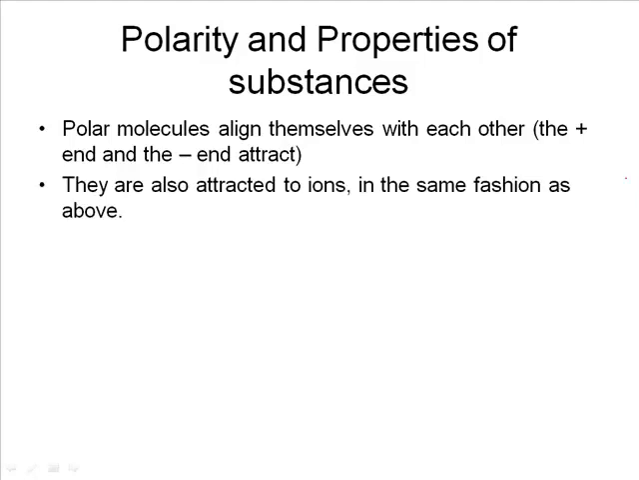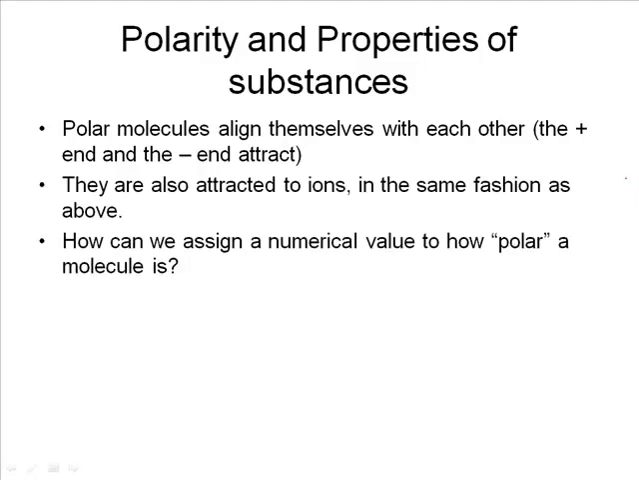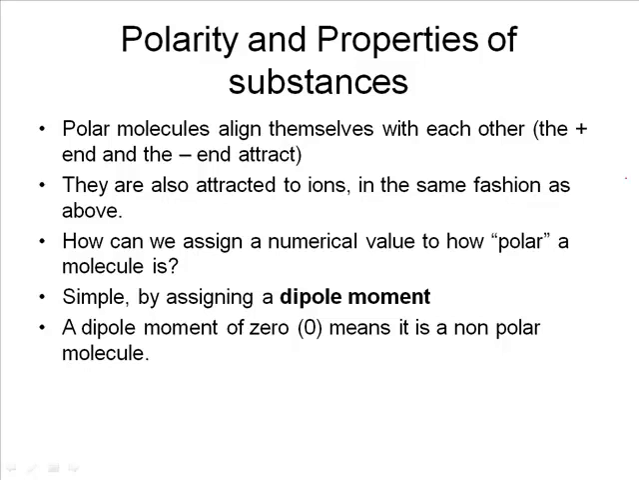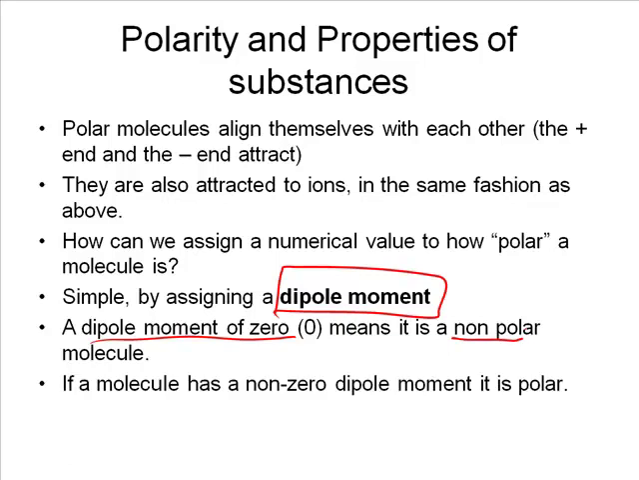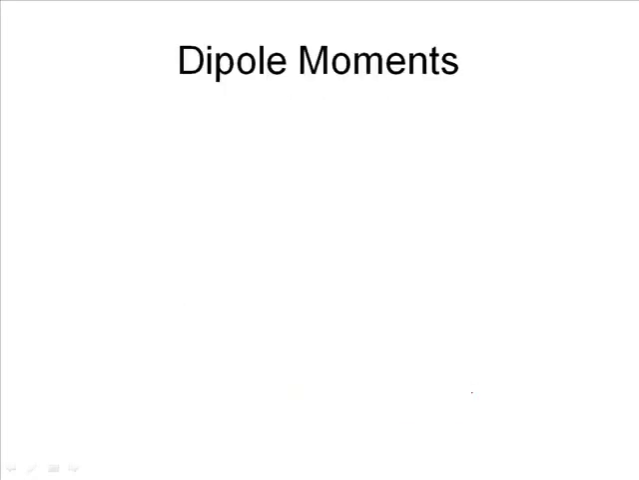Polar molecules align themselves with each other. They're attracted to ions the same fashion as above. How can we assign a numerical value to how polar a molecule is? By assigning what's called a dipole moment. Dipole moment is something that you very likely will see on the AP exam. If something has a dipole moment of 0, it means it's nonpolar. If something has a non-zero dipole moment, then it means it is polar.